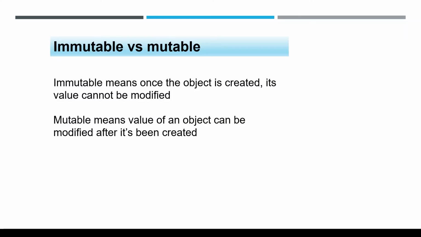Another important thing you should know about the strings is that they are an immutable data type. That means once the object of string data type is created and the value has been assigned, then that value cannot be modified later in the program. Opposite of that is mutable. That means once the object has been created and the value has been assigned, still we can modify that value later in the program. Let's understand the immutability of the string with the help of an example.